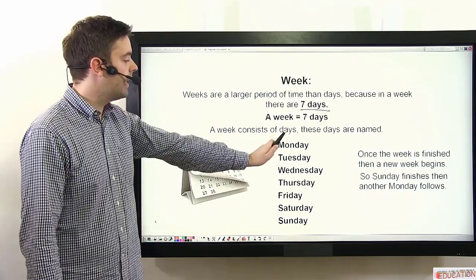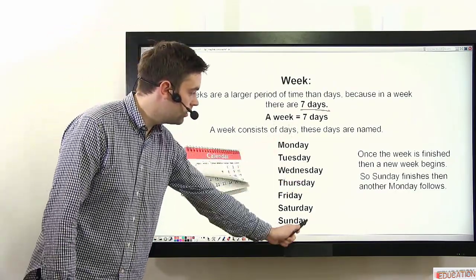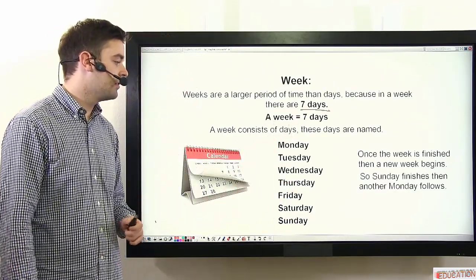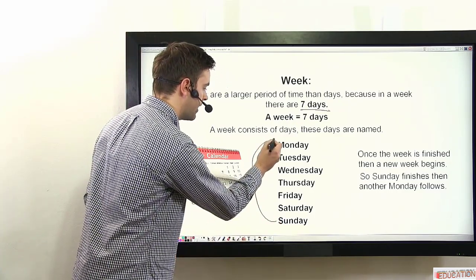The week begins with Monday. Once the week is finished, then a new one begins. So when Sunday finishes, we go back to Monday.